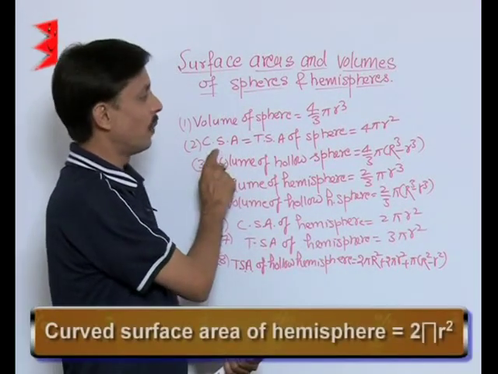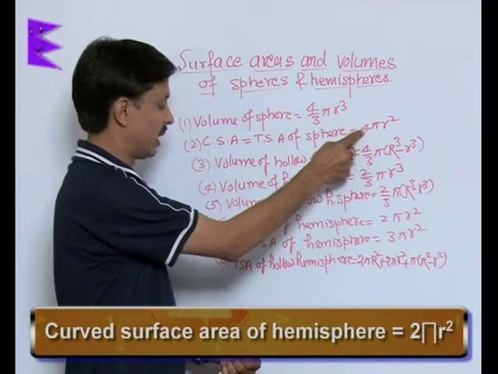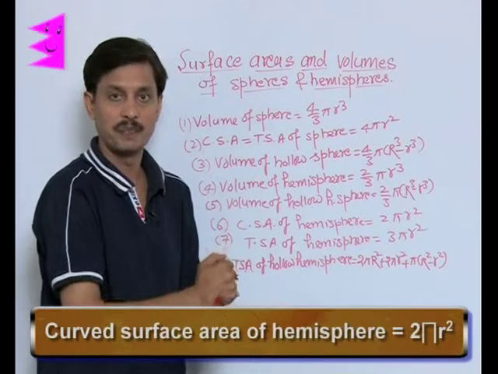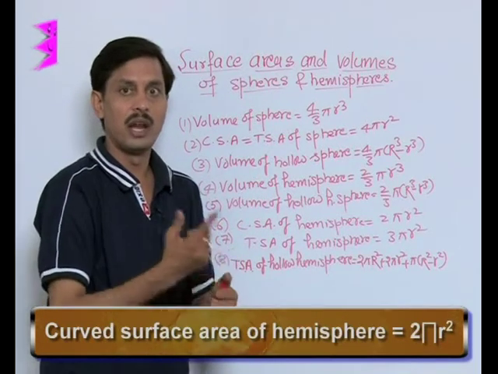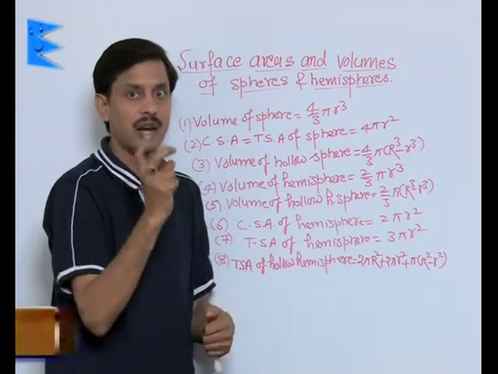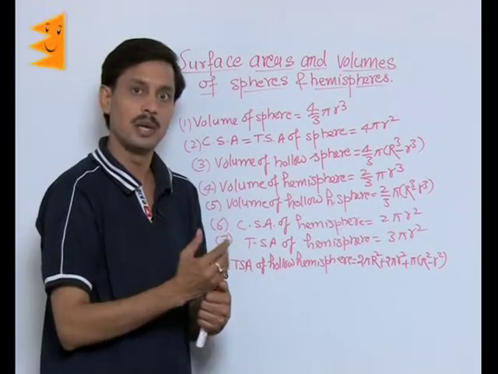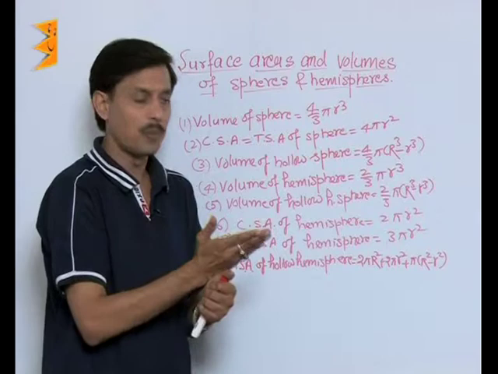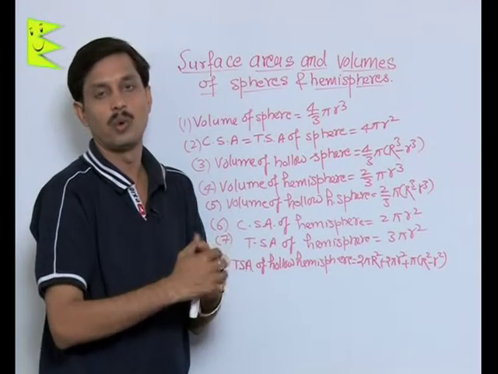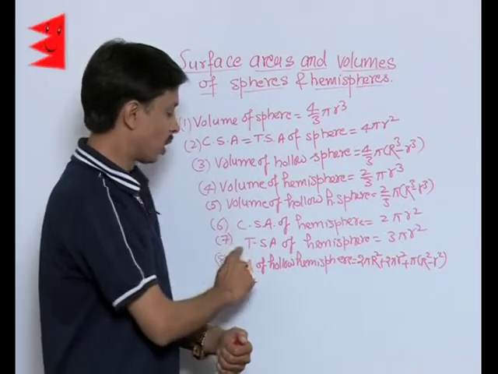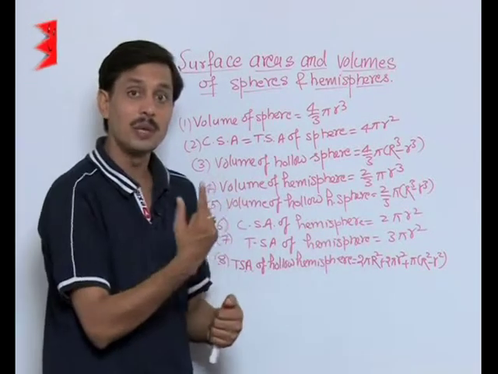Now the curved surface area of a hemisphere. As the CSA of a sphere is 4 pi r square, the CSA of a hemisphere is 2 pi r square. You can observe when a lemon is cut, the entire lemon shape is what? The shape is a sphere. When you cut it exactly from the center, it gets converted into what? A hemisphere.